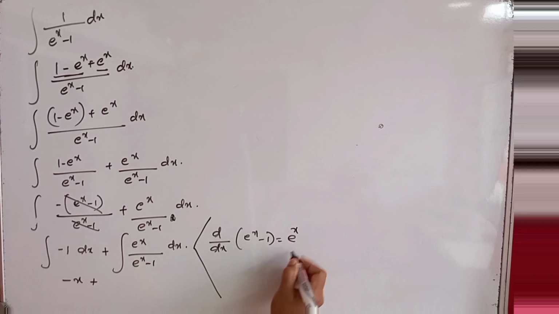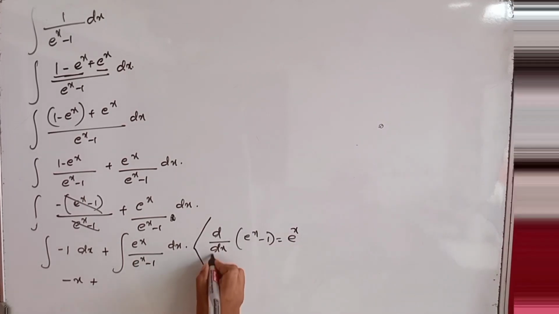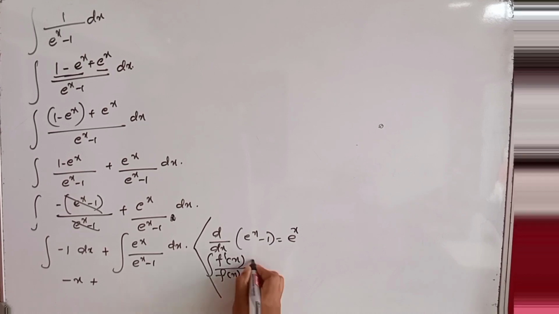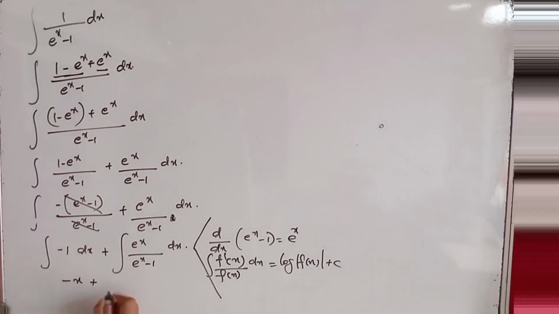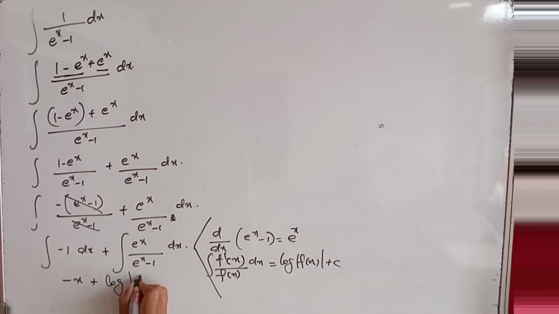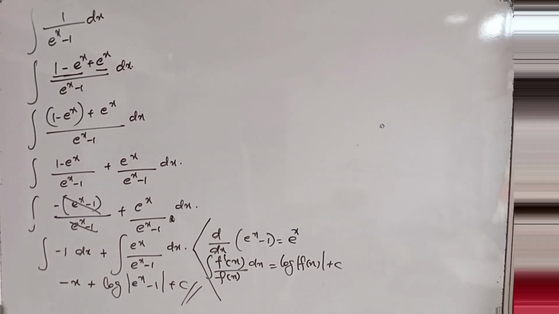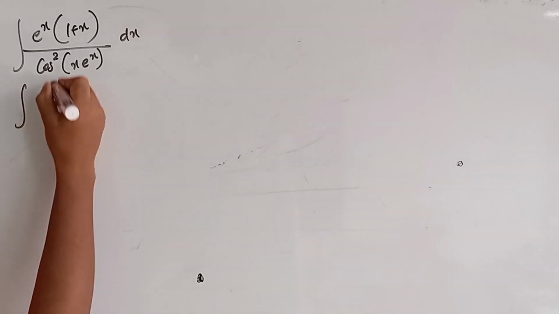And next we check the derivative of the denominator. So what is the derivative of this denominator? We know that derivative of e raised to x is e raised to x and derivative of 1 is 0. So this becomes the numerator, that is integral of f dash of x by f of x dx is what? Log mod f of x plus c. Okay, so this answer becomes log mod e raised to x minus 1 plus c. That is the final answer, minus x plus log mod e raised to x minus 1 plus c.